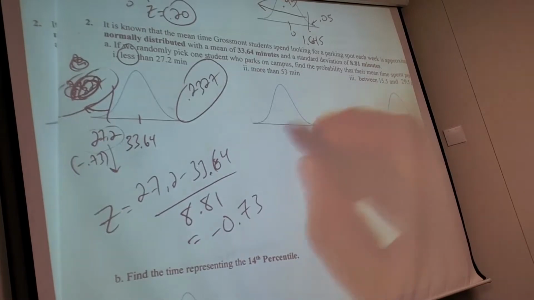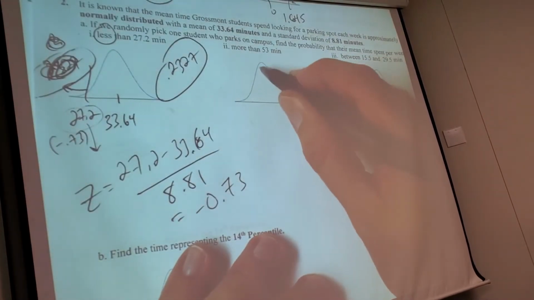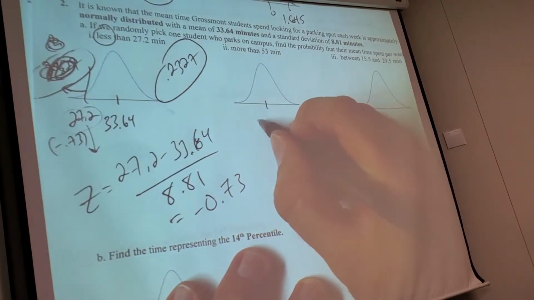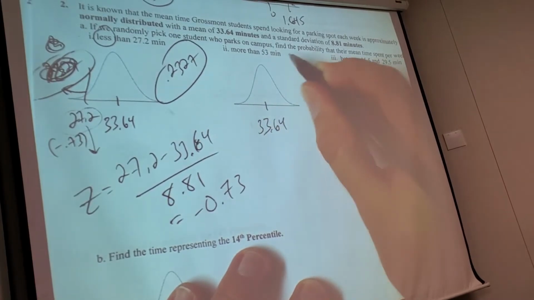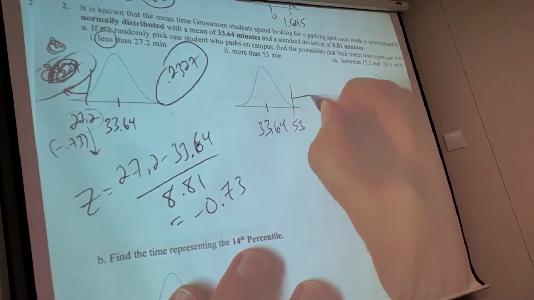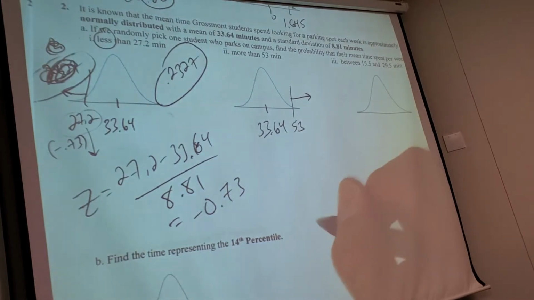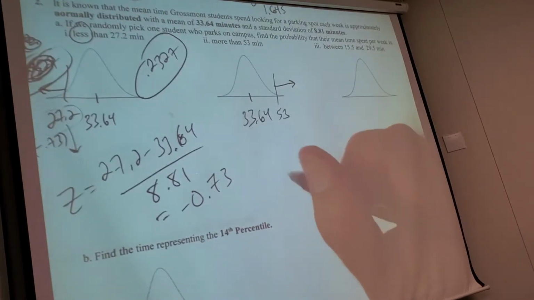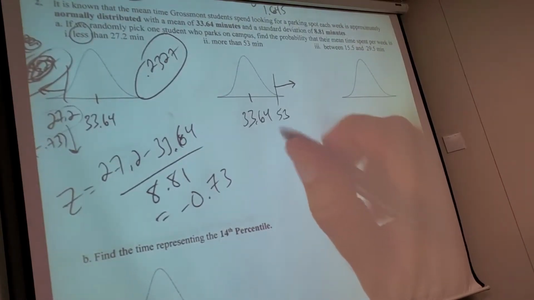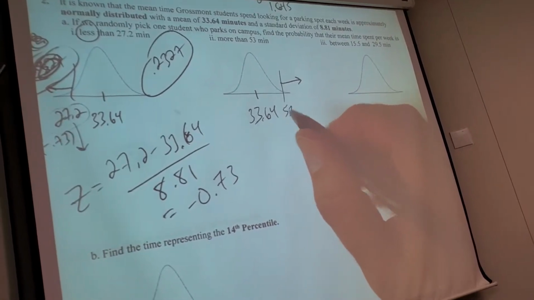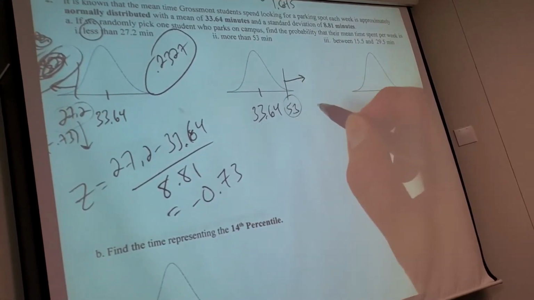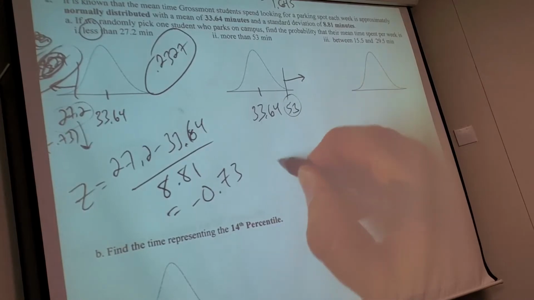Okay. All right. Same thing on this one. What goes in the middle? 53 is up here somewhere, and I want the area above it. So then what do I have to do with this? Make it into a z-score.